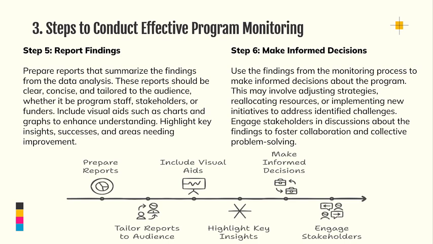Step 6, make informed decisions. You have your report and you've seen that you're not doing fine on this indicator in this project. You need to make informed decisions. You need to make adjustments, right? The findings that you have from the monitoring process, you need to use them to make informed decisions about the program. This may involve adjusting strategies, reallocating resources, or implementing a new initiative to address the identified challenges.